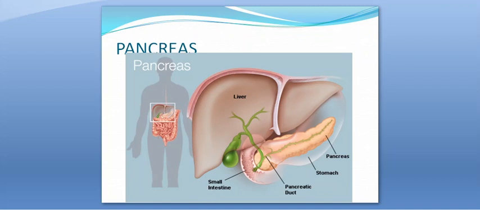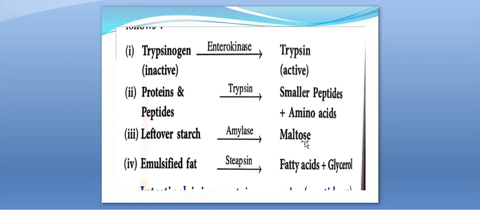This is a diagram of the pancreas, the pancreatic duct, which is a leaf-like structure, the liver, small intestine and the bile duct. Now this is a reaction for the overall pancreatic enzymes, where the trypsinogen changes in the presence of the enzyme enterokinase to active trypsin, proteins and peptides in the presence of trypsin form smaller peptides and amino acids. The leftover starch converts into maltose in the presence of the amylase, and emulsified fat in the presence of steapsin converts to fatty acids and glycerol.